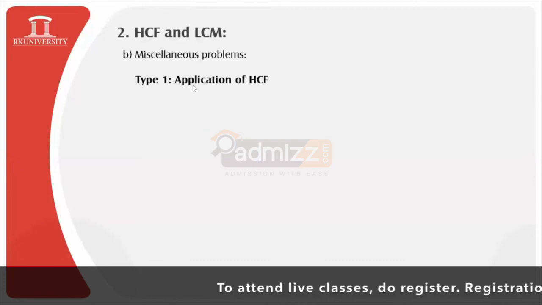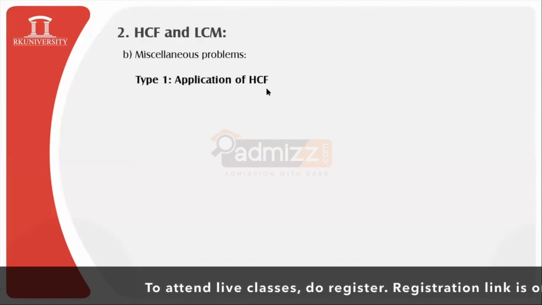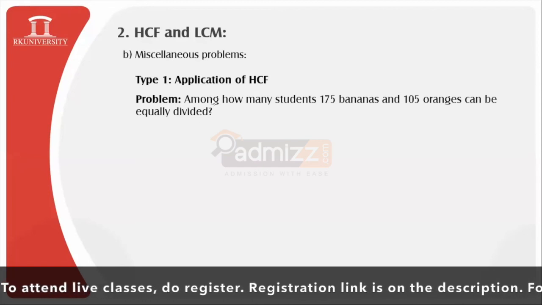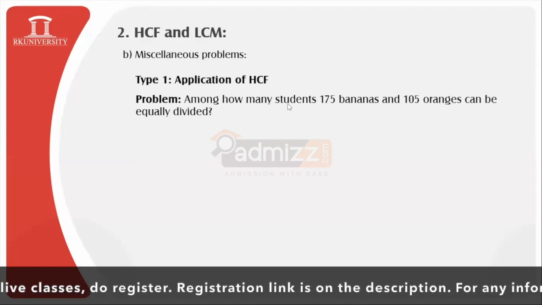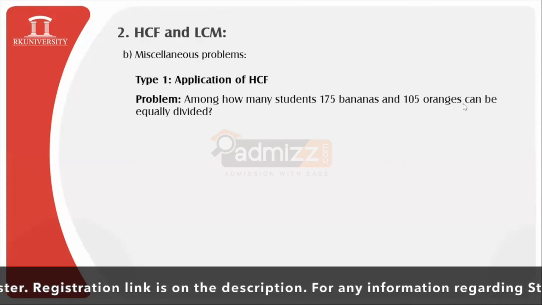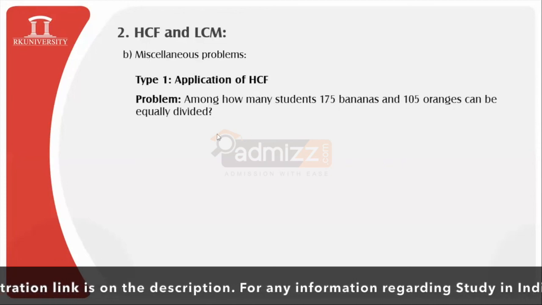So type 1, that is application of HCF. The problem will be offered to you this way: among how many students can 175 bananas and 105 oranges be equally divided.